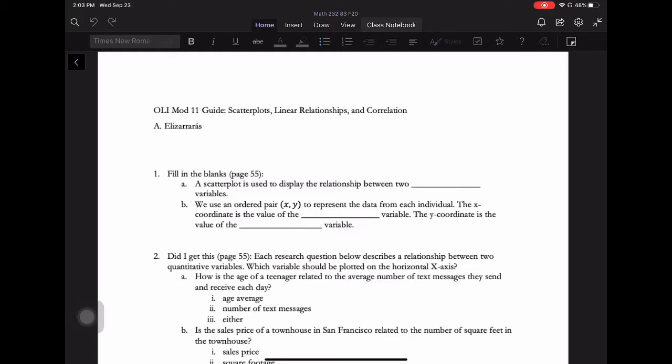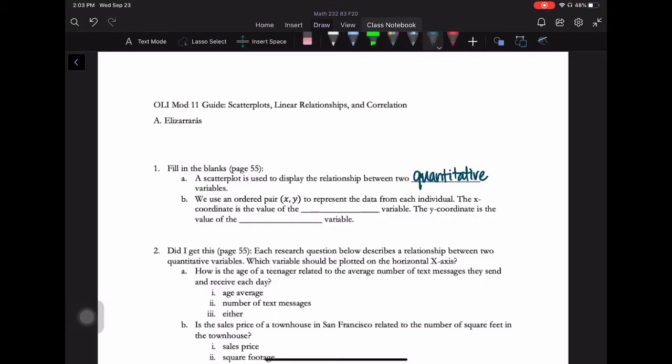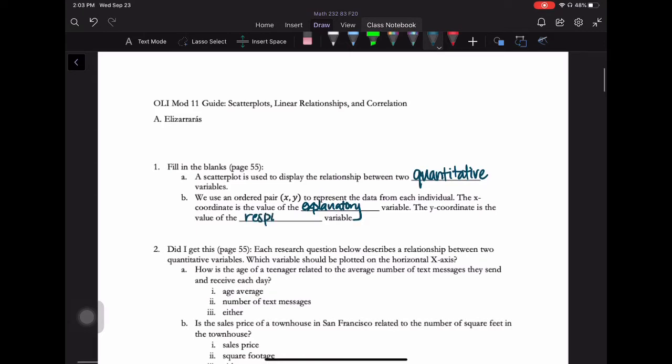A scatter plot is used to display the relationship between two what variables? Well, the only way that we can plot scatter plots is if we have numerical data, which is quantitative. We use an ordered pair to represent the data from each individual. And the x-coordinate is the value of the input variable, which we call the explanatory variable. And the y-coordinate is the value of the output or the response variable. Remember that the response is what we are measuring.